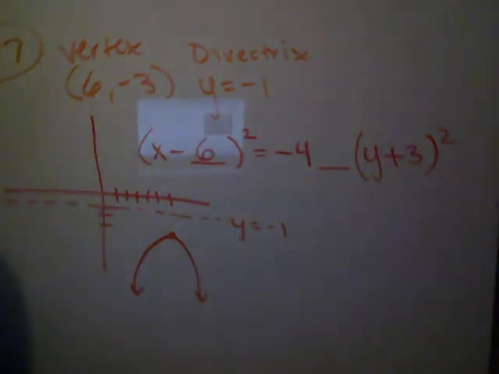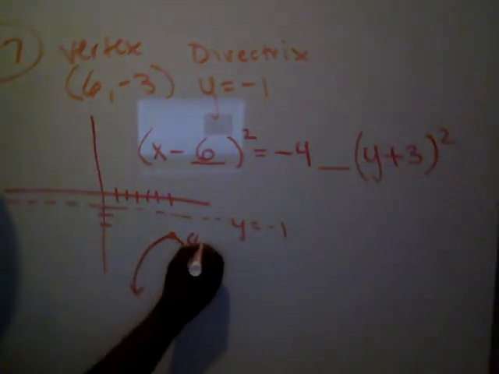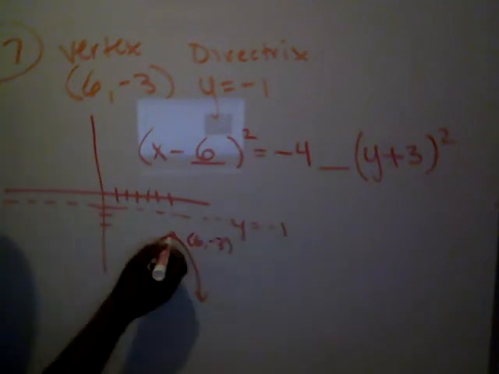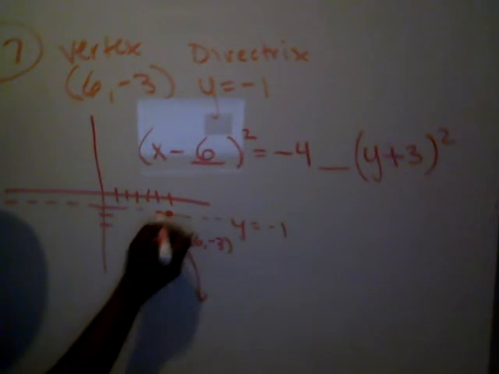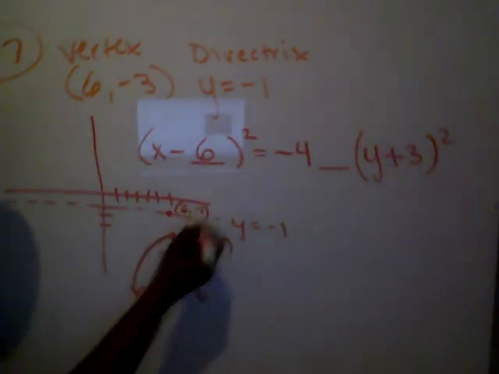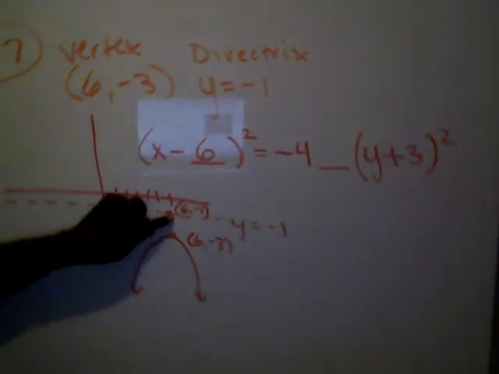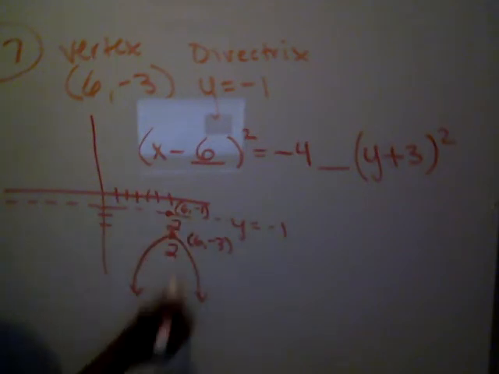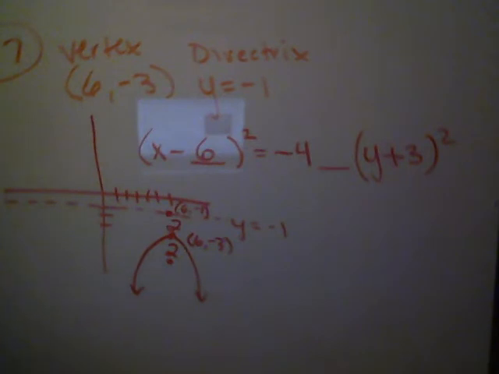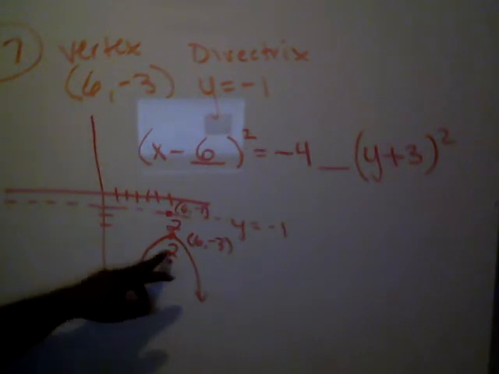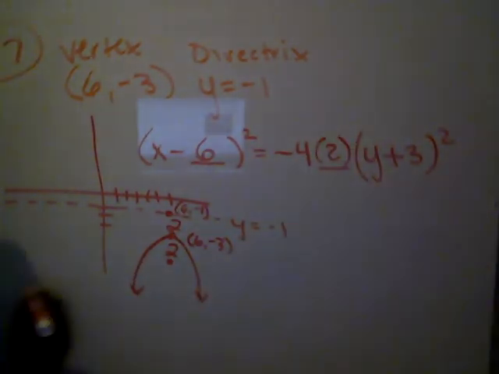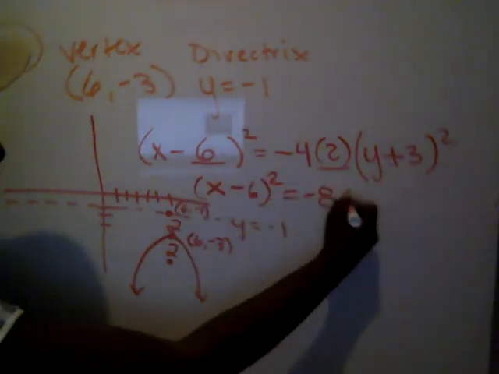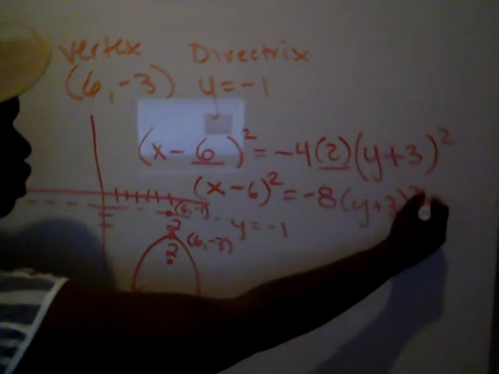Okay, now we need to figure out the p-value. So this was 6, -3, and this is at -1. If we were to find that point right directly above the vertex, that'd be at 6, -1. So we could see that we went a distance of 2 to go from the vertex to the directrix, which means we'd have to go another distance of 2 to find the focus. So that tells us the p-value. P is 2. So the final equation would be x minus 6 squared equals -8 y plus 3 squared.